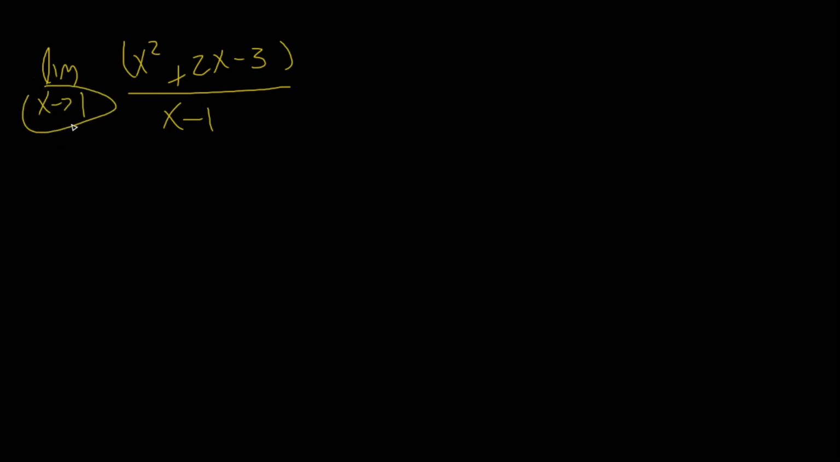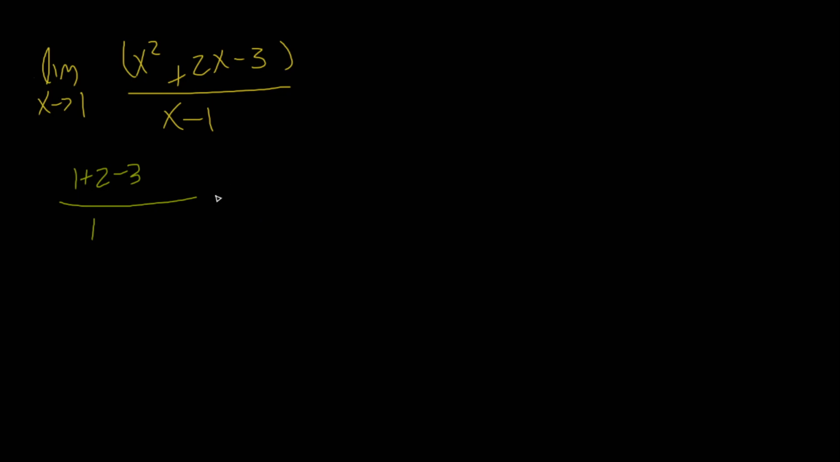Imagine I'm given the limit as x approaches 1 of x squared plus 2x minus 3 over x minus 1. Now, if I substitute x equals 1, what you'll notice is that firstly, I'll get a denominator equal to 0, but my numerator will also equal 0: 1 plus 2 minus 3 over 1 minus 1, which is equal to 0 over 0.